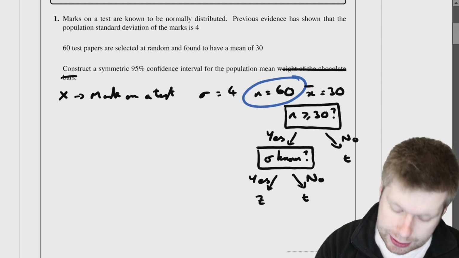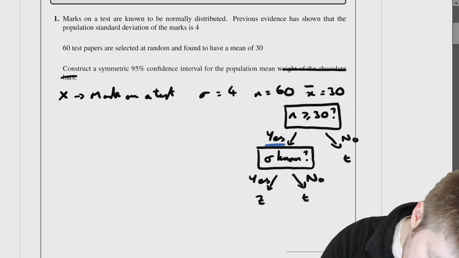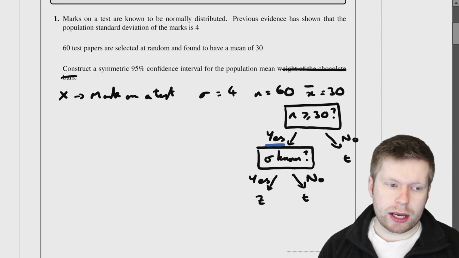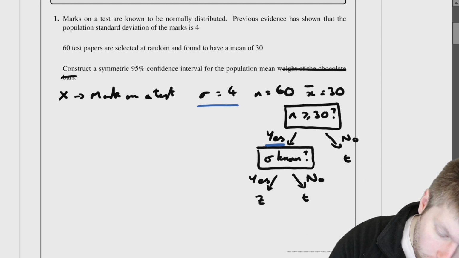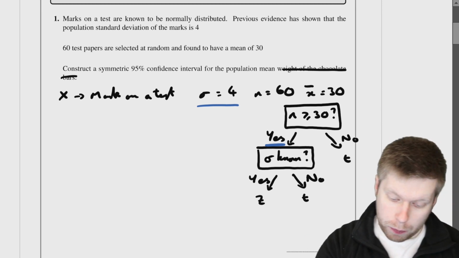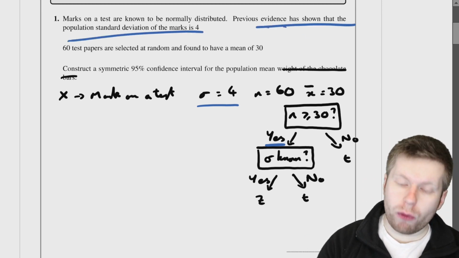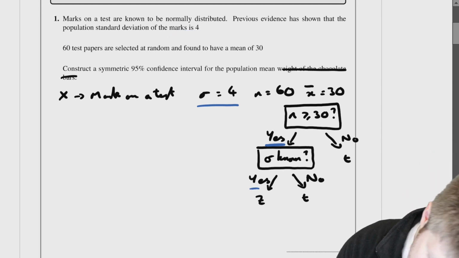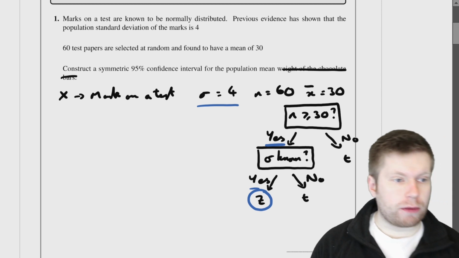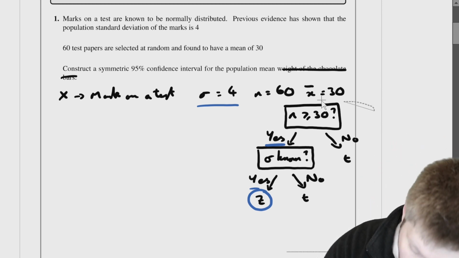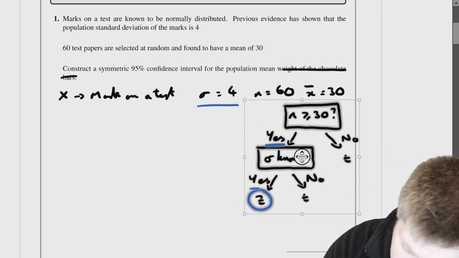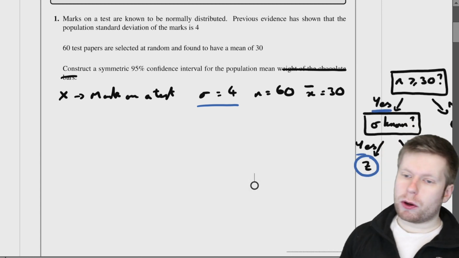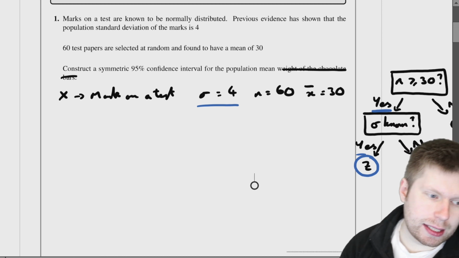Yes, I do. I have 60 test papers. So the answer to that question is yes. Next question, do I know what the population standard deviation is? Well, yes, I do. I've been told that previous evidence has shown the population standard deviation to be 4. So I know what that is, and therefore the answer to that question is also yes. Therefore, I know I'm going to be sampling from a z distribution here. So always ask yourself, is it a t distribution? Is it a z distribution? In this case, the answer to both those questions is yes, therefore I can use a z distribution.